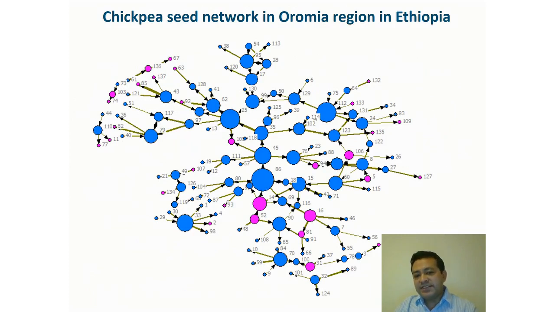This is the chickpea seed network in the Oromia region in Ethiopia. That also shows the blue are the male and the pink are the female farmers. You'll see the larger size of the circle shows a higher percentage of sharing of the seeds or connecting with other farmers. They are usually the nodal farmers. Unfortunately, in these scenarios, the male farmers are more actively playing a role and are more often nodal farmers than the female farmers. So we can also see the role of male or female farmers in the social networks.